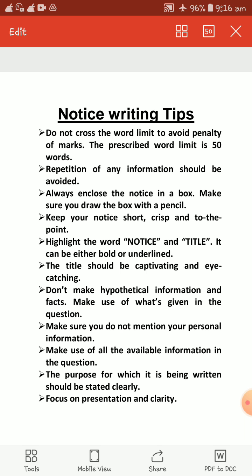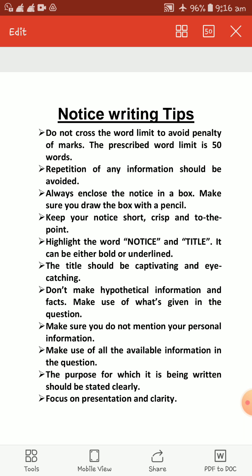Next one, keep your notice short, crispy, and to the point. You have to write your notice short. It should be crispy, and it should be compact. It should be to the point. Unnecessary things, strictly speaking, dear students, unnecessary things should be avoided.